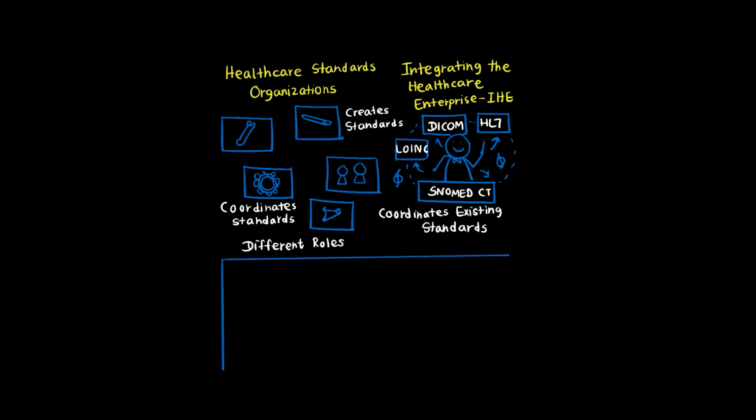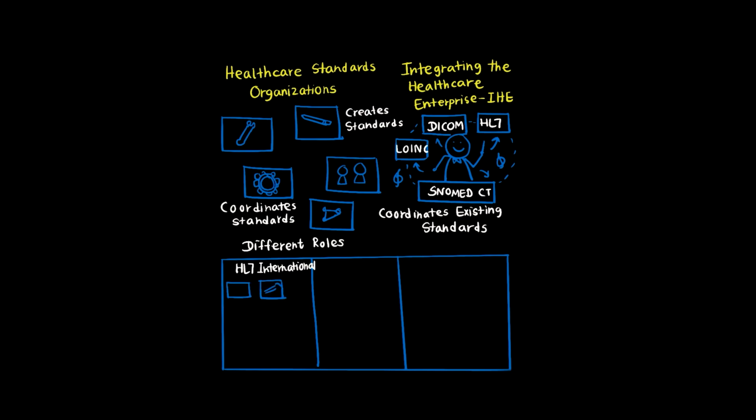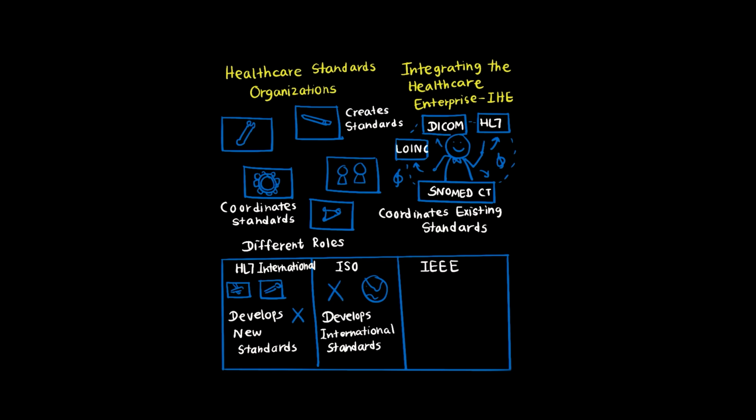Health Level 7 International actually develops new framework standards like FHIR and CDA. The International Organization for Standardization develops international standards through national bodies. IEEE develops broad technology standards. But IHE specifically coordinates existing standards rather than creating new ones, ensuring they work together in practice.